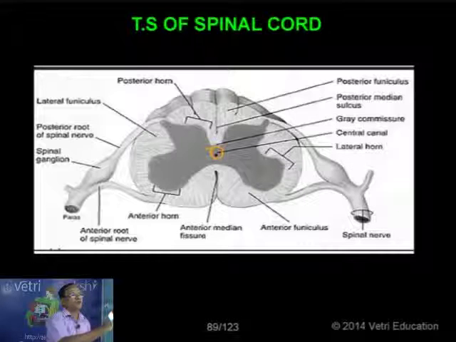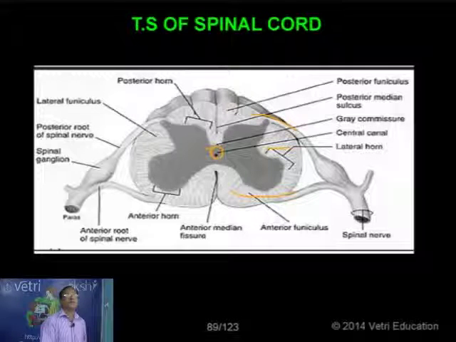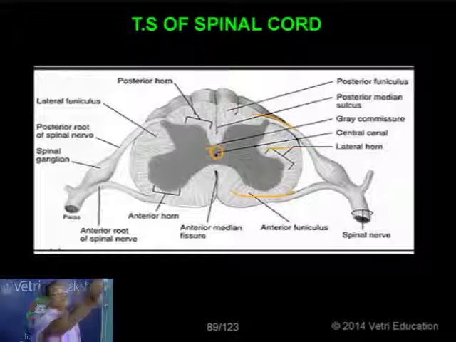This is the posterior or dorsal funiculus, this one is the ventral funiculus, and also the lateral funiculus. So on each side there are 3: dorsal, lateral and ventral funiculus. Together they constitute the white matter. The dorsal funiculus is normally sensory, the ventral funiculus is motor, and the lateral funiculus is both sensory and motor.